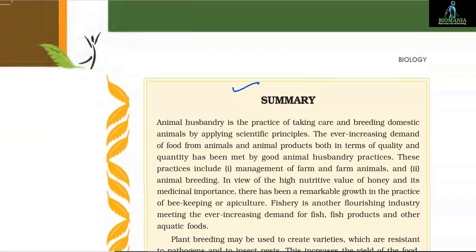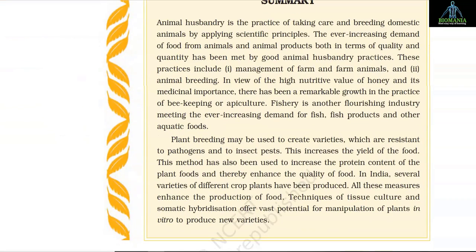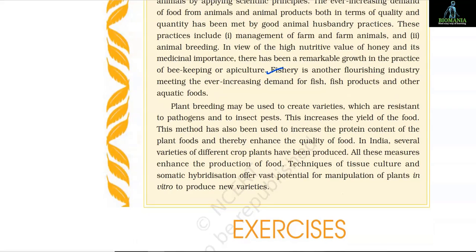Summary: Animal husbandry is the practice of taking care and breeding domestic animals by applying scientific principles. The ever-increasing demand of food from animals and animal products, both in terms of quality and quantity, has been met by good animal husbandry practices. These practices include management of farm and farm animals and animal breeding. In view of the high nutritive value of honey and its medical importance, there has been a remarkable growth in the practice of beekeeping or apiculture. Fishery is another flourishing industry meeting the ever-increasing demand for fish, fish products and other aquatic foods.